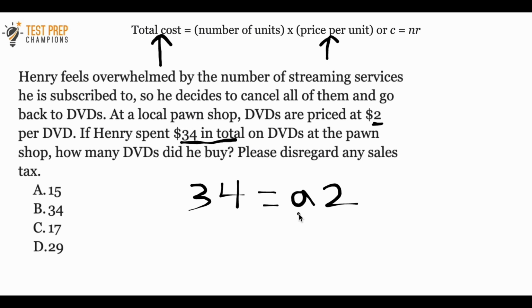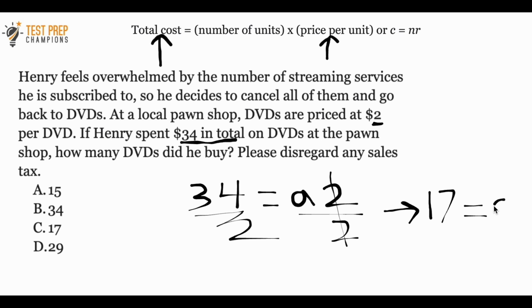And basically, we want to divide by 2 on both sides here. When we divide by 2 on both sides, we get the A by itself on the right-hand side of our equation, because the 2's will cancel out. So what is 34 divided by 2? Well, 34 divided by 2 is 17, and we see that the answer here is 17.